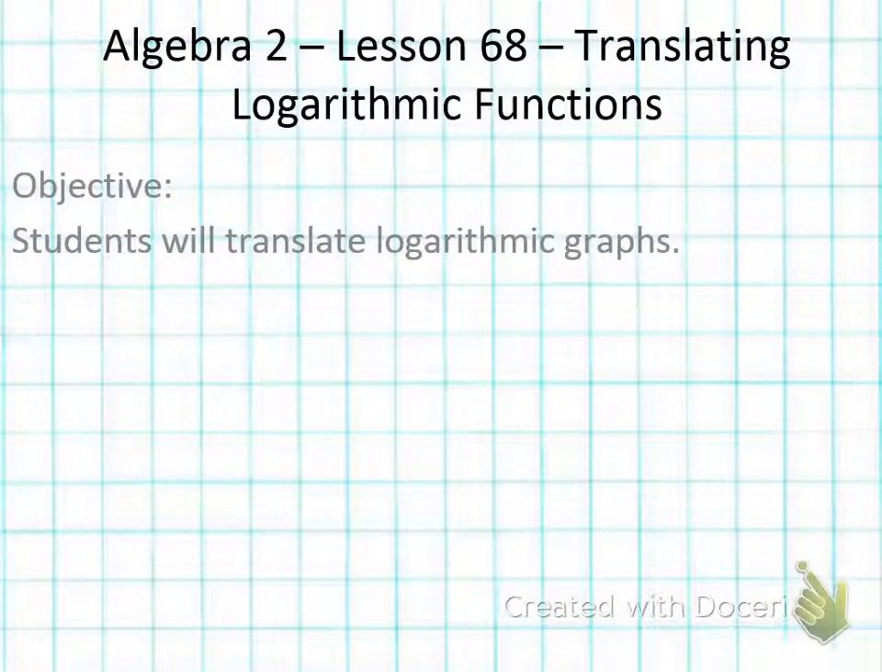Okay, today's lesson is lesson number 68. We're going to be translating logarithmic functions. So yesterday we talked about graphing logarithmic functions. Today we're going to continue that, but we're going to specifically be translating them, so moving them around on the coordinate plane.